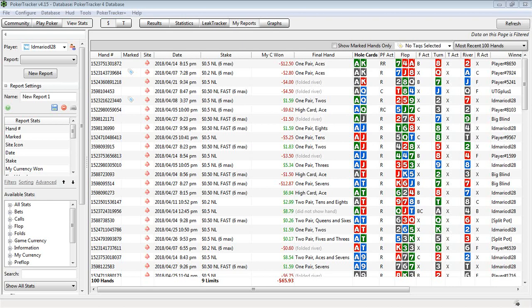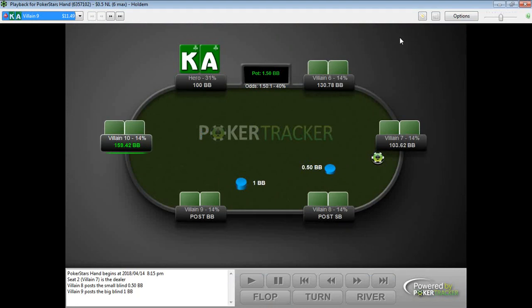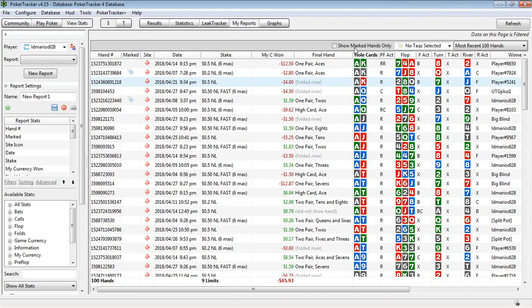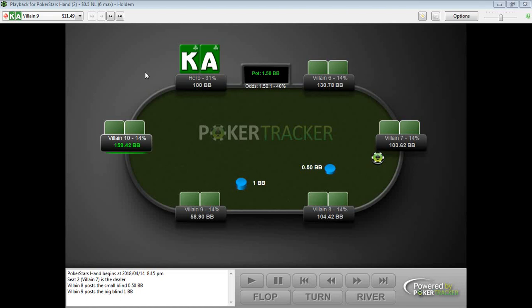So here we go. I brought up my reports tab here, and I am going to say replay all hands in the report. And I have sorted it by hole cards. I have Flopzilla open, and I'll bring it on screen when needed, and whatever other programs we may need for this study session.